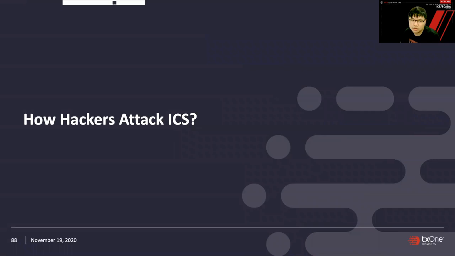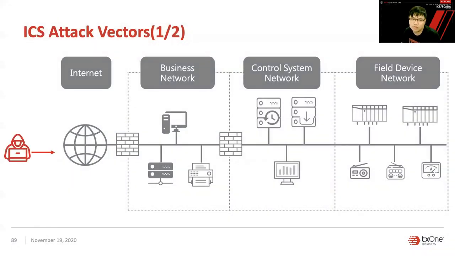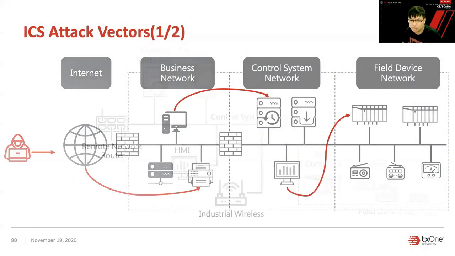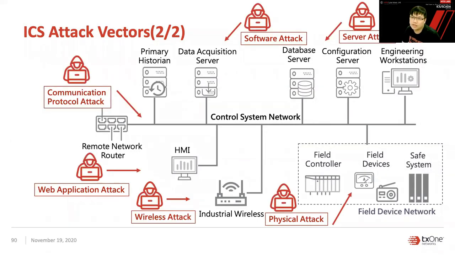And how do hackers attack ICS? We will see it's from IT to OT. There are six attack vectors: server attack, software attack, communication protocol attack, and web application attack. Many devices in the ICS environment also run web applications, so web application attack is also something we need to care about. And also wireless attack and physical attack too.